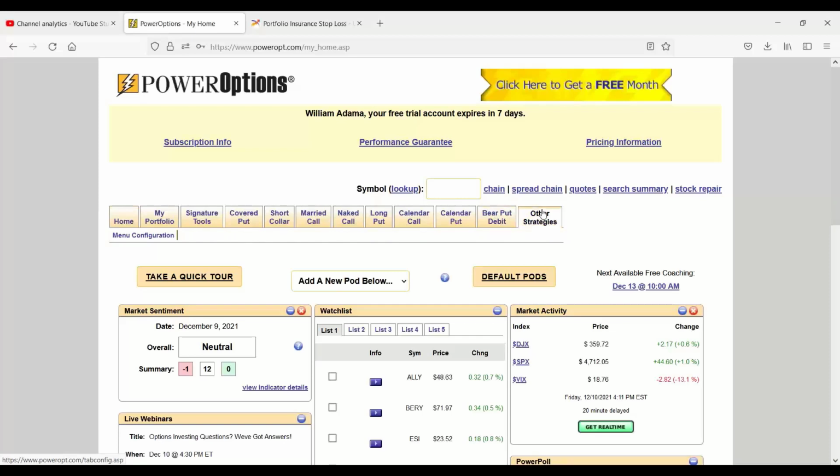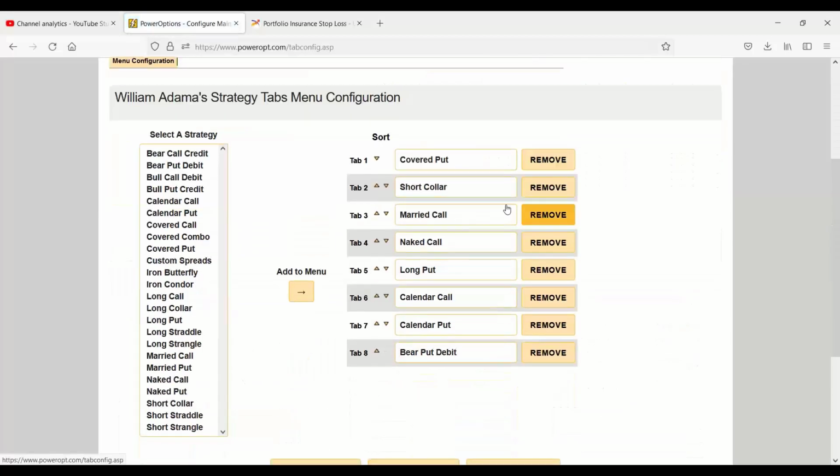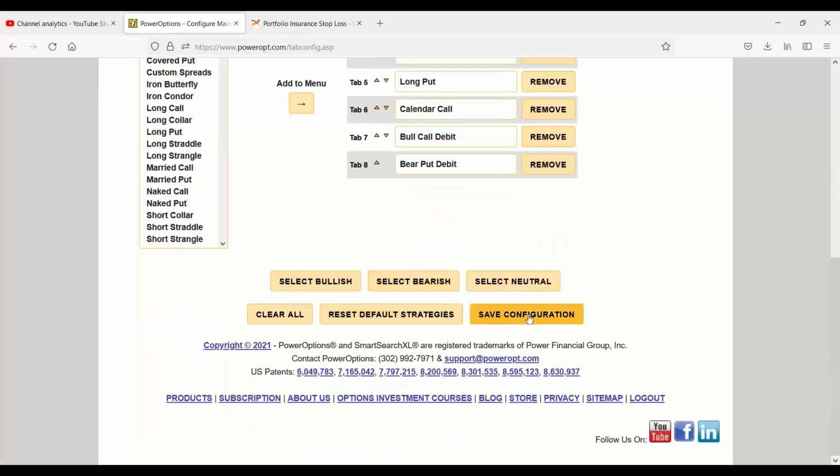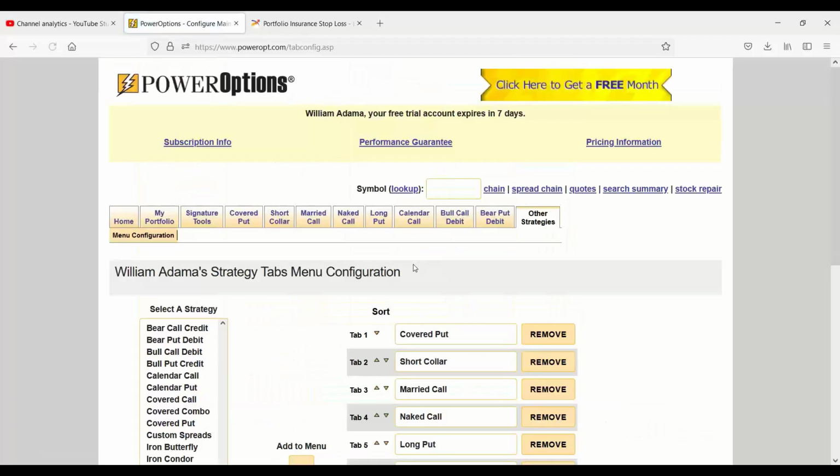Now I have bear put debits here, but we're going to go to Bull Call debits for Lisa. I'm going to change this up a little bit. Let's remove calendar put, and I'll go ahead and add Bull Call debit. Let's go ahead and save that configuration. Now, Lisa, there's two approaches an investor might use when trading a debit spread. I'll just go to the basic search here.